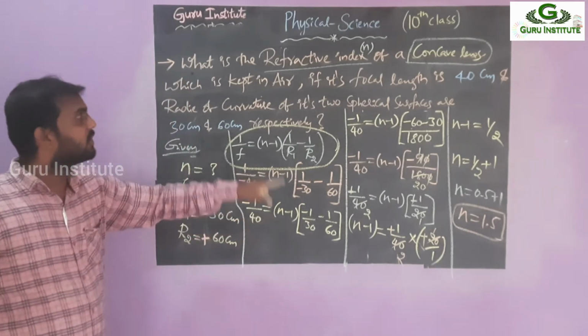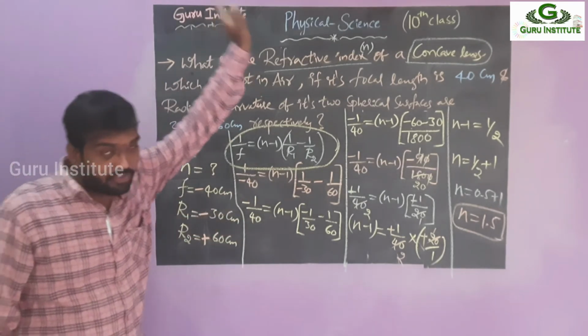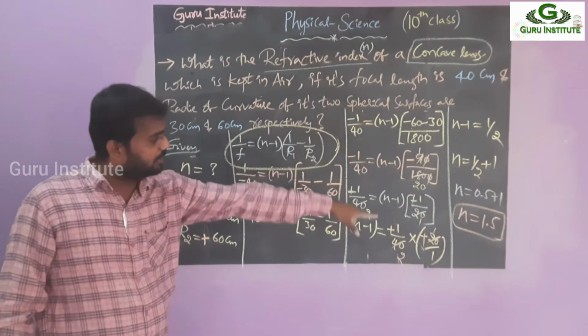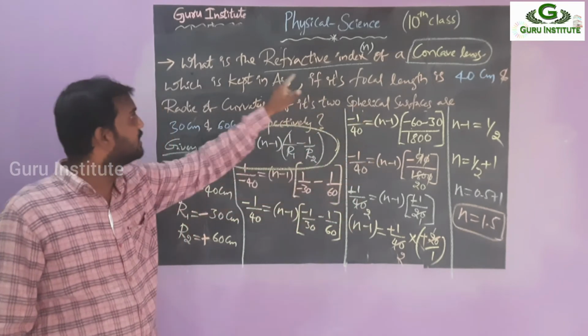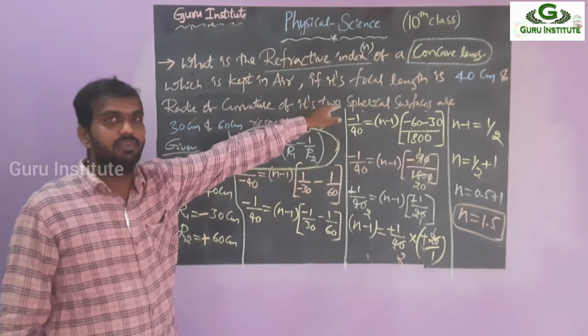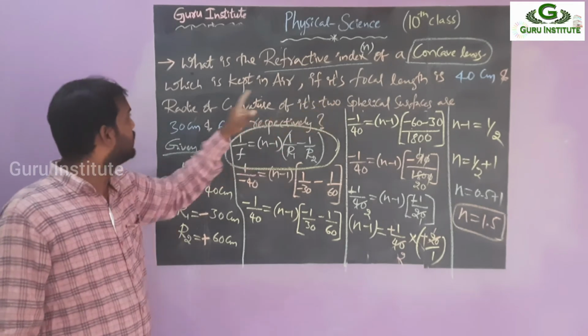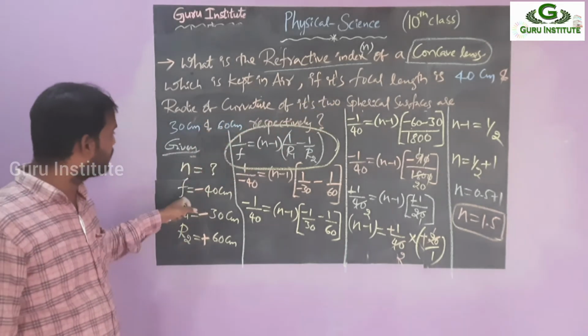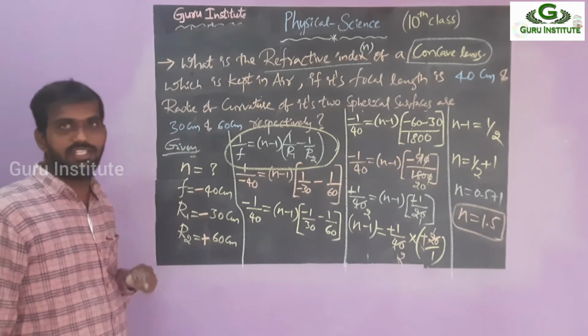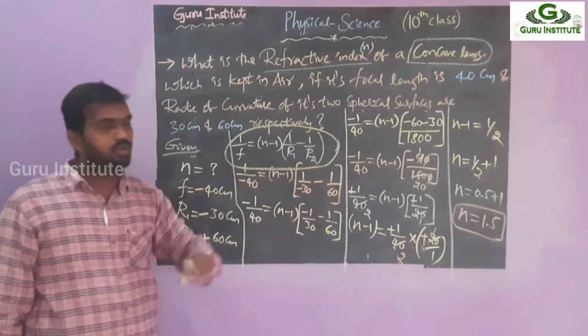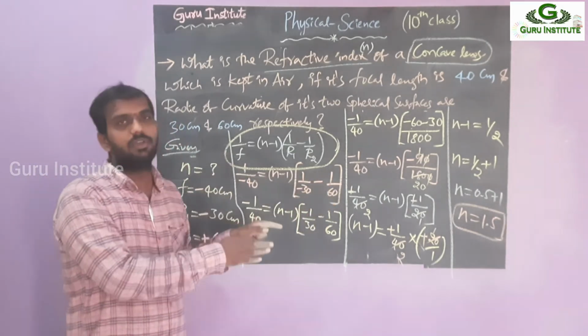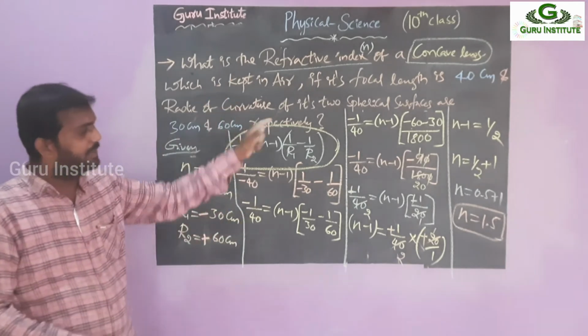Suppose the same data: the refractive index of a convex lens is 1.5. What is its focal length if its radii of curvature are 30 and 60? Then you will get plus 40. There is a change in minus and plus, but n has no minus or plus, so that's why both are the same. For this understanding purpose, I am taking the same example, right?